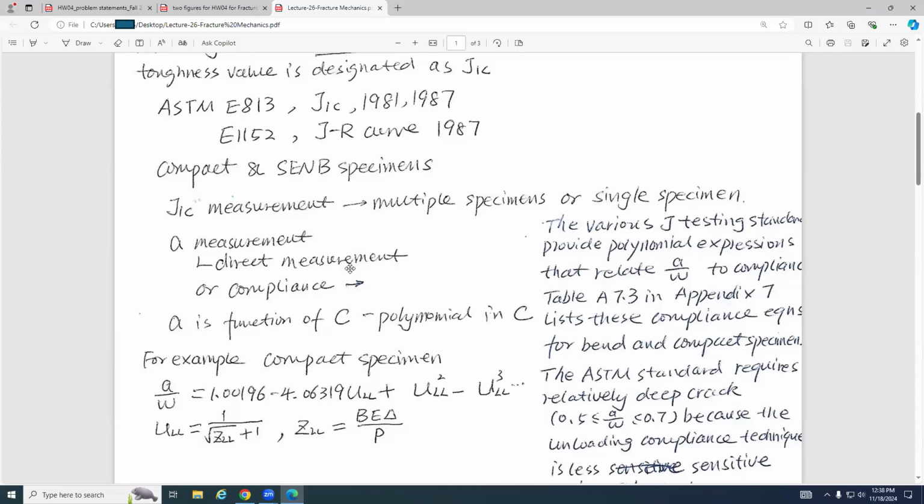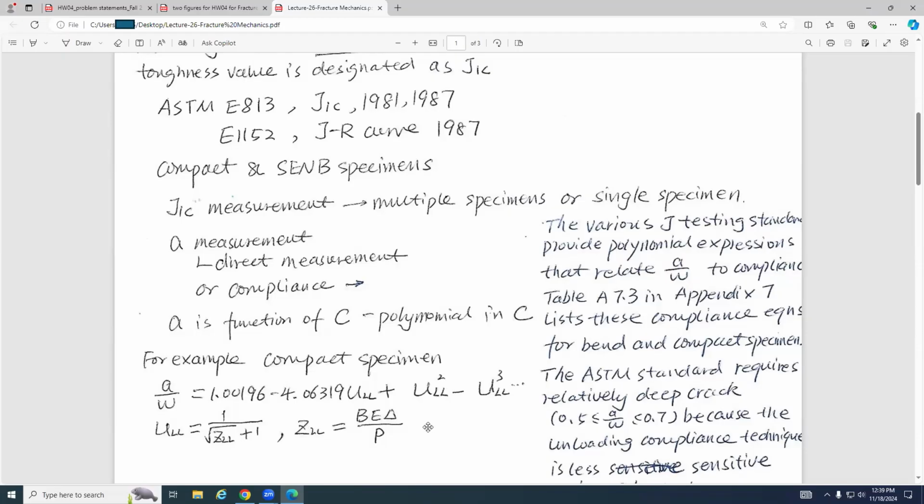So this is compliance, and A is a function of C, a polynomial in C. C is the compliance. This is A over W, where A is the crack length and W is the width of the specimen. So they have a polynomial, and U_L equals 1 over the square root of Z_L plus 1, where Z_L equals B E delta over P. P is the load, delta is the displacement.